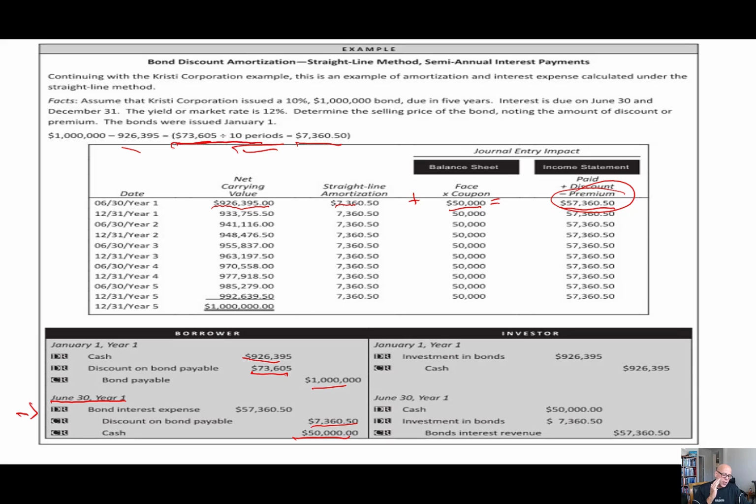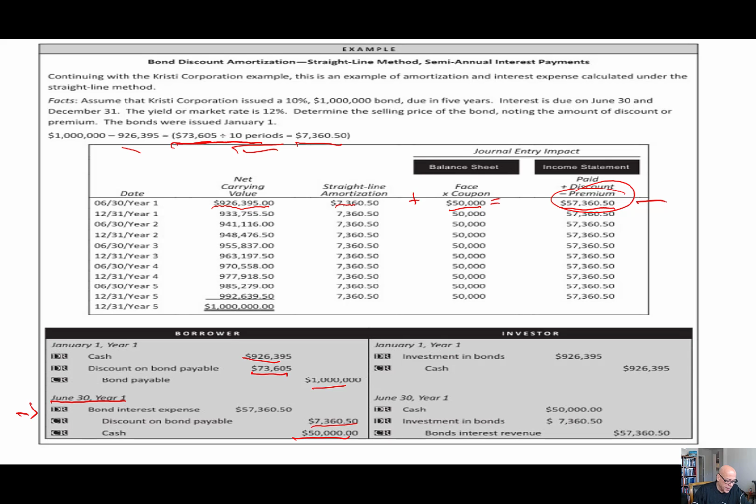Okay, so a couple things. First of all, interest expense, no-brainer. The amortization of the discount gets added to the cash interest. That's going to bring the interest expense to be more than the actual cash. So when you have a discount bond, your interest expense is going to be more than the actual cash you pay, because you're amortizing that discount each period, because at the end of the bond, you are going to pay $73,605 more.